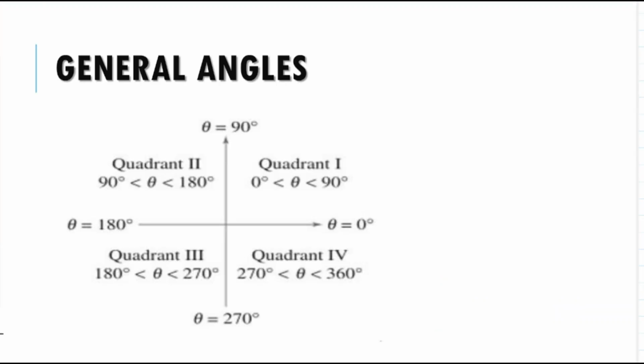So let's look at how we can apply this definition to determine the sign of these functions in the respective quadrants of a circle. So basically, let's define what is known as the reference angle.